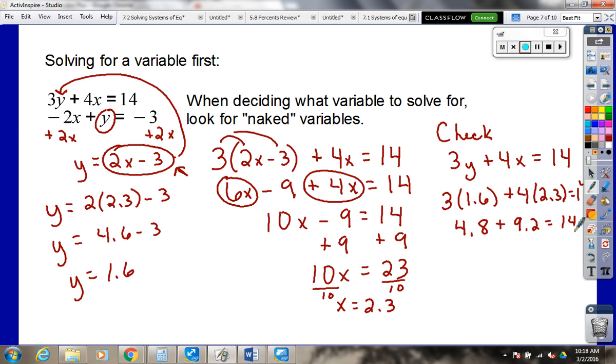Equals 14. Is 4.8 plus 9.2 14? Does this equal 14? Yes. So 14 equals 14, so we know we did it right, even though I had some ugly decimals.